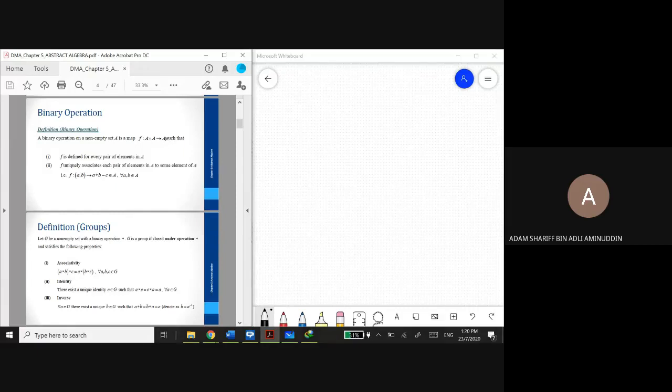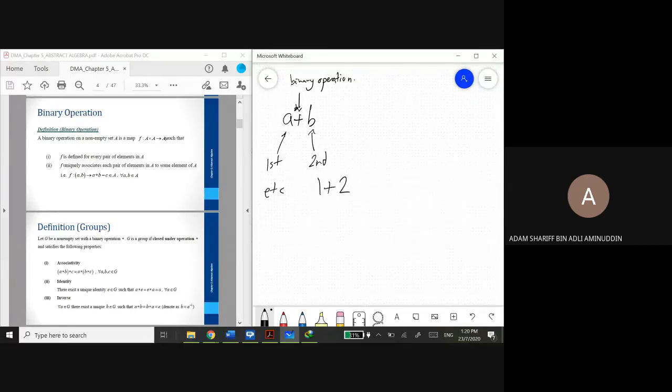Just now I showed you A plus B. This is one element, and this is one element, the first element and the second element, and the plus, addition, there is the binary operation. My example is 1 plus 2. You take one element from the integers, which is 1, and you take one element from the integers, which is 2, and you apply the binary operation, addition, and it becomes 3. This is one of the examples.